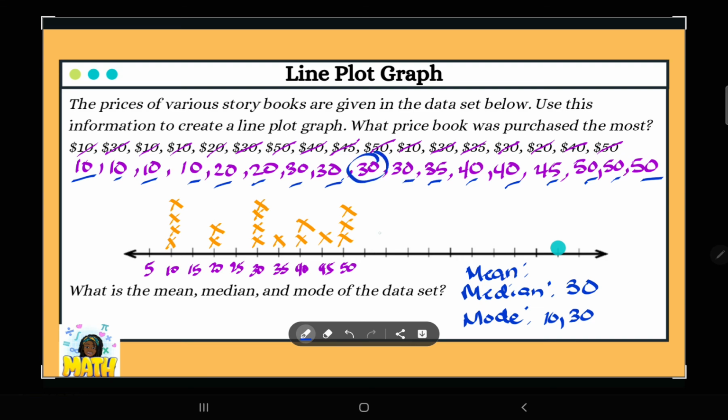If ever you're given a line plot and it's easier for you to write the numbers out, you can just list them out. So you write the number 10 four times, then 20 twice, 30 four times, 35 once, and so on, and you can figure it out that way. Now to find our mean, we must add all these numbers and divide by the total amount of numbers there are. The sum of all of these numbers is equal to 510, and there are 17 numbers, so 510 divided by 17 gives me an average of 30.